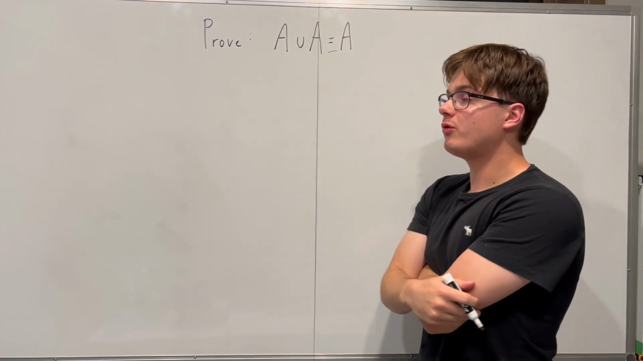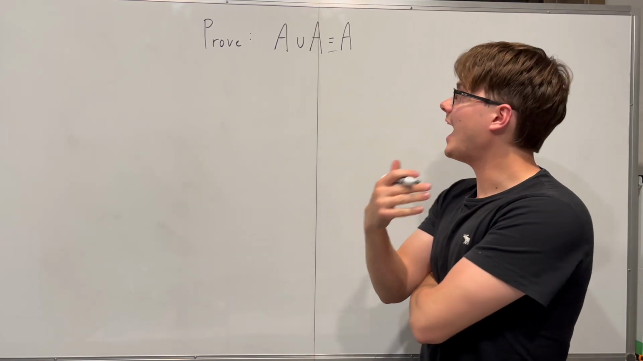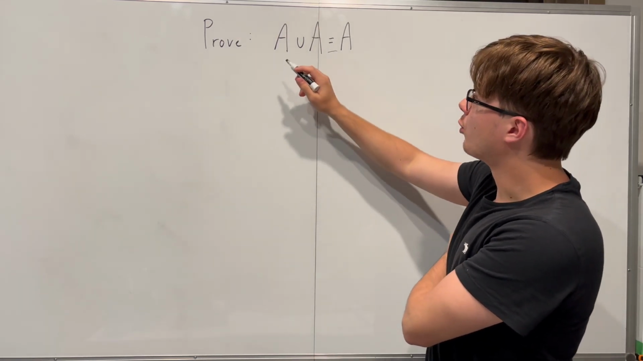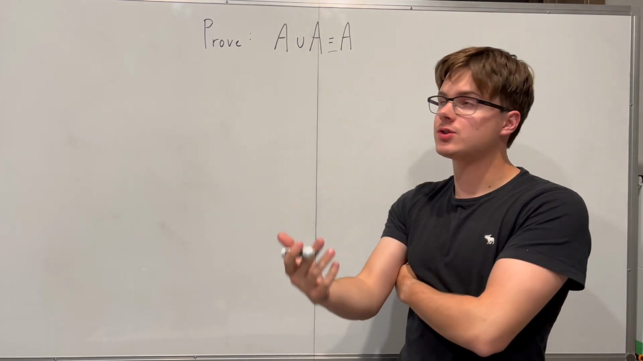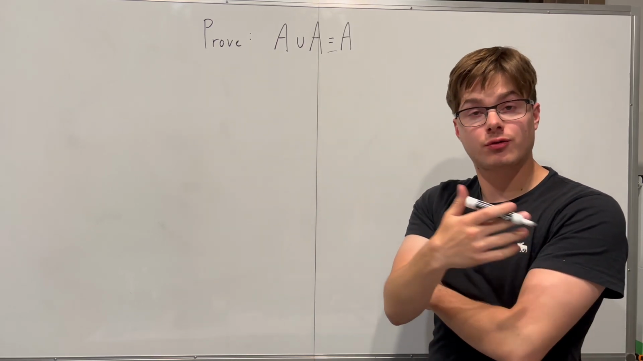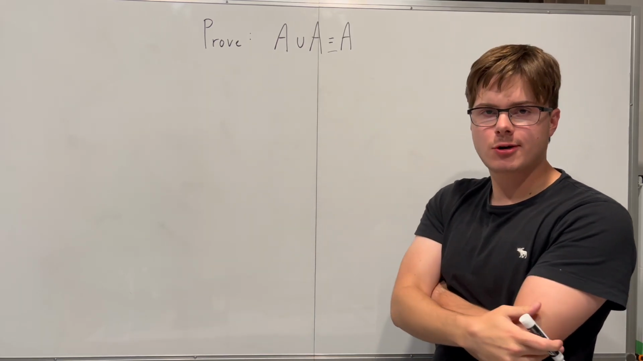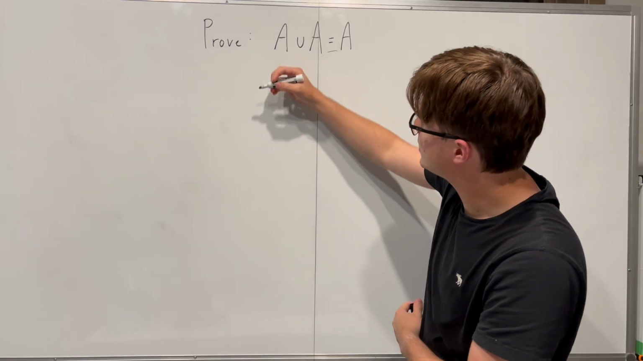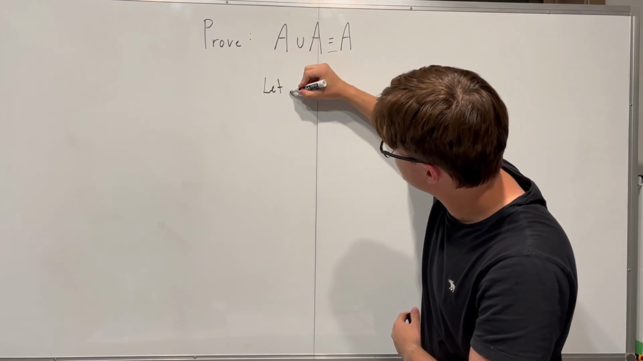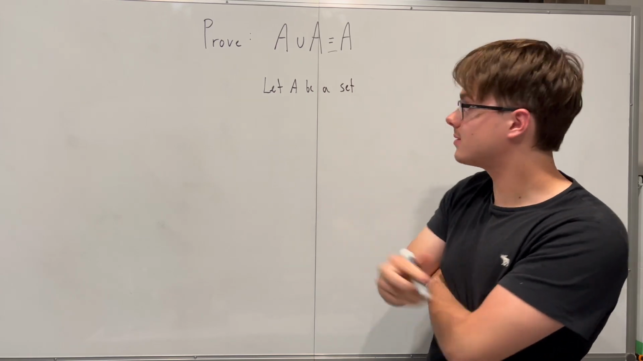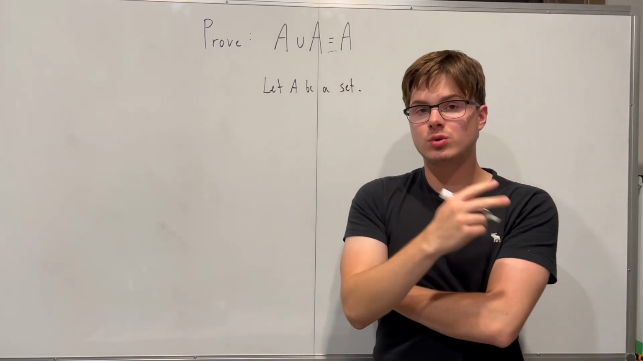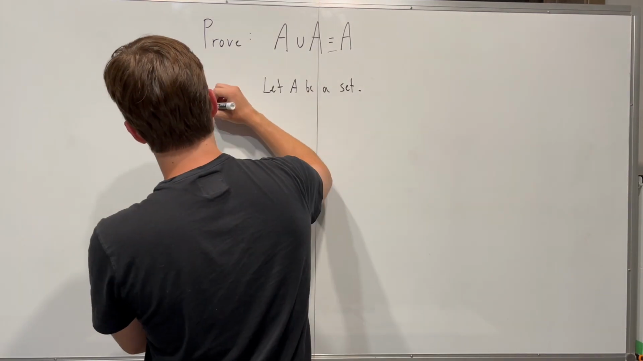So to start this proof, we have to realize this is a for-all proof. How is this a for-all proof? Well, we don't have any restrictions on our set A, so A can be literally any set. So it's for any set A, or for all sets A. So how do we start our for-all proofs? We start with a let. So we say, let A be a set. And now we can get into our two cases I mentioned earlier.